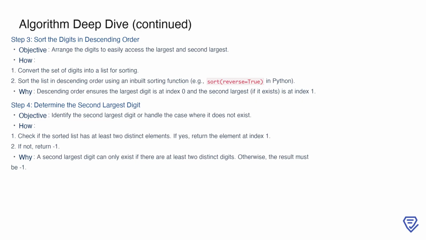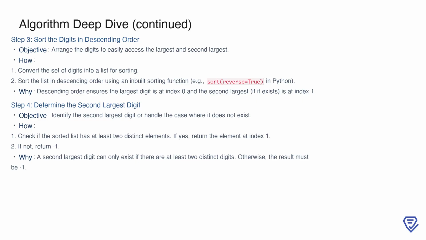Once we have a set of unique numeric digits, the next step is to sort them in descending order. Sorting in descending order allows us to directly access the largest digit at index 0 and the second largest digit at index 1. To do this, we first convert the set into a list, as sets cannot be sorted directly. Then, we use a sorting function, like Python's sort with reverse equals true, to arrange the digits in descending order.